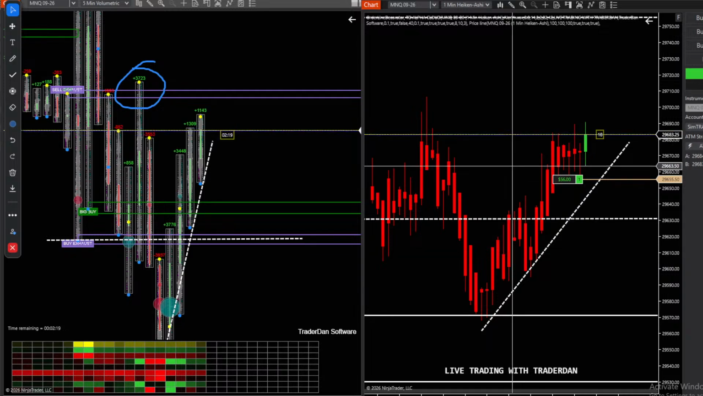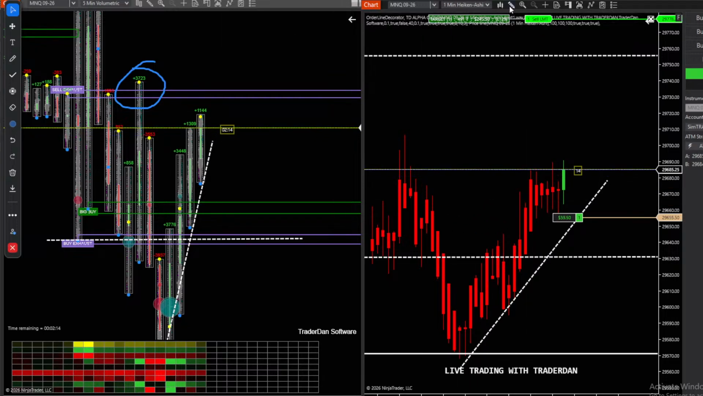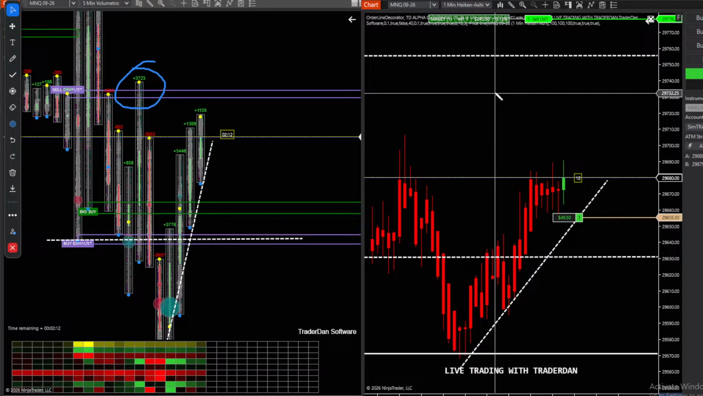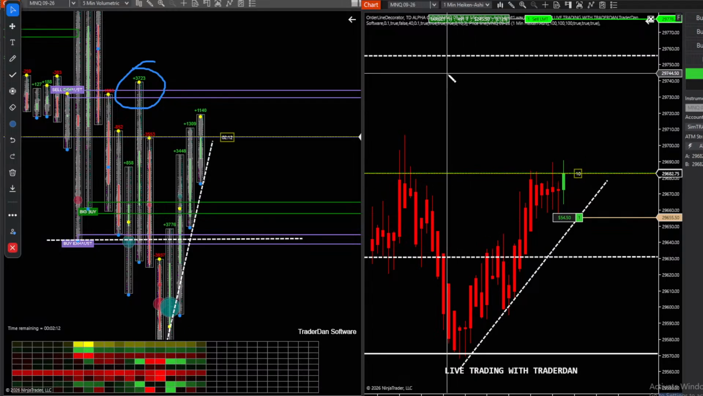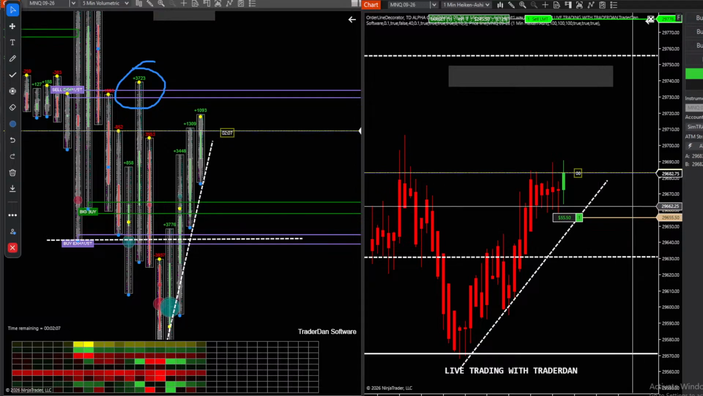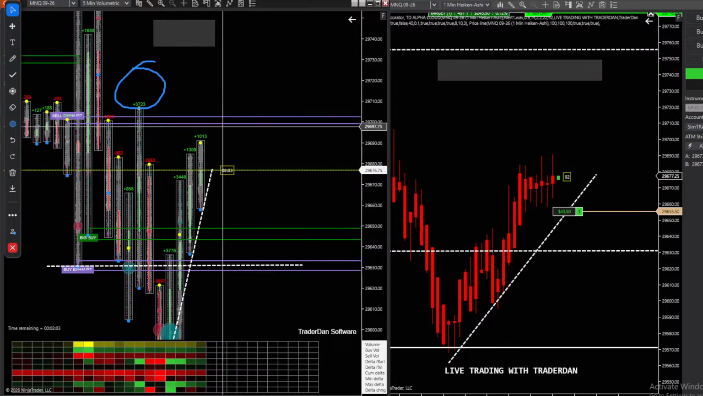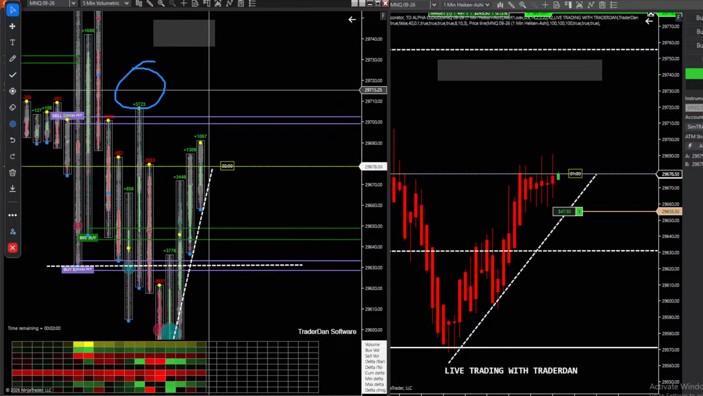747 would be target on the swing. We still got a ways to go. This zone right here, it's going to be hard. It's going to be hard. But if we can get above these guys, we got a good chance to get a run to it.